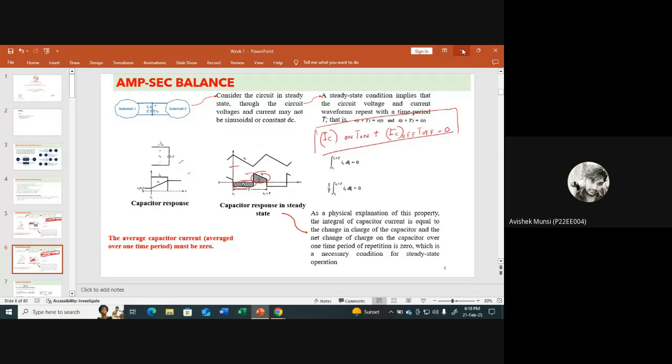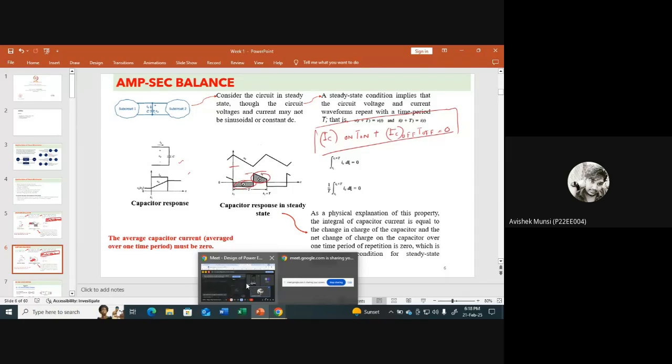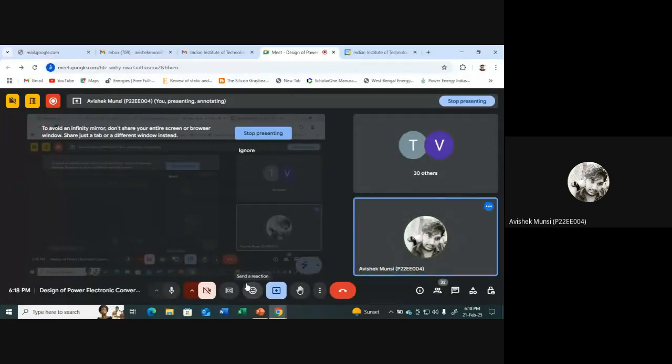If you have any doubt regarding amp-second and volt-second balance, you can ask me, after which we can move forward to the DC-DC converter analysis. Feel free to ask, because this is very important for the analysis of any kind of DC-DC converter.